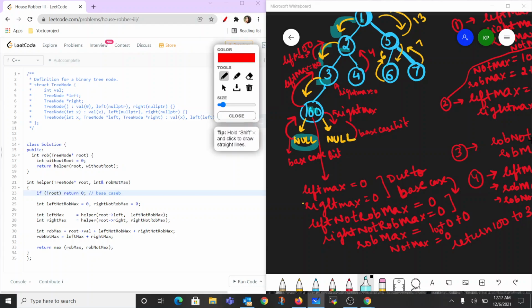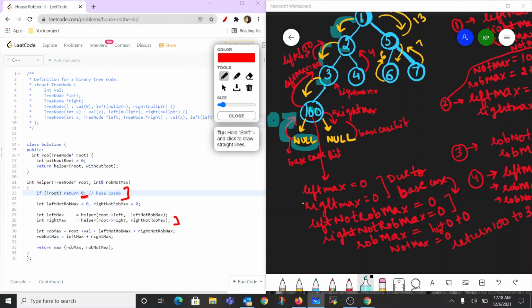It will be at this base case, and it will simply return 0, right? So basically for 100, our left max would be 0, and when it goes here, this right max function would be called. When it reaches the base case, it will return this 0. So here 0 would be returned, so the right max value for our 100 as root would be 0. Now comes the part of left not rob max and right not rob max.